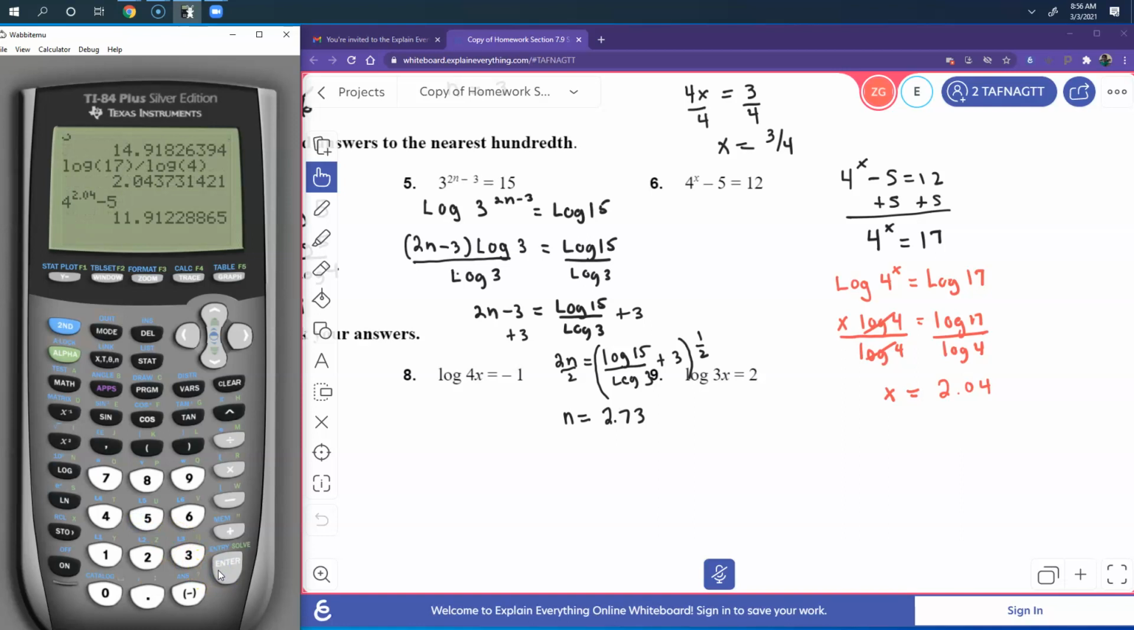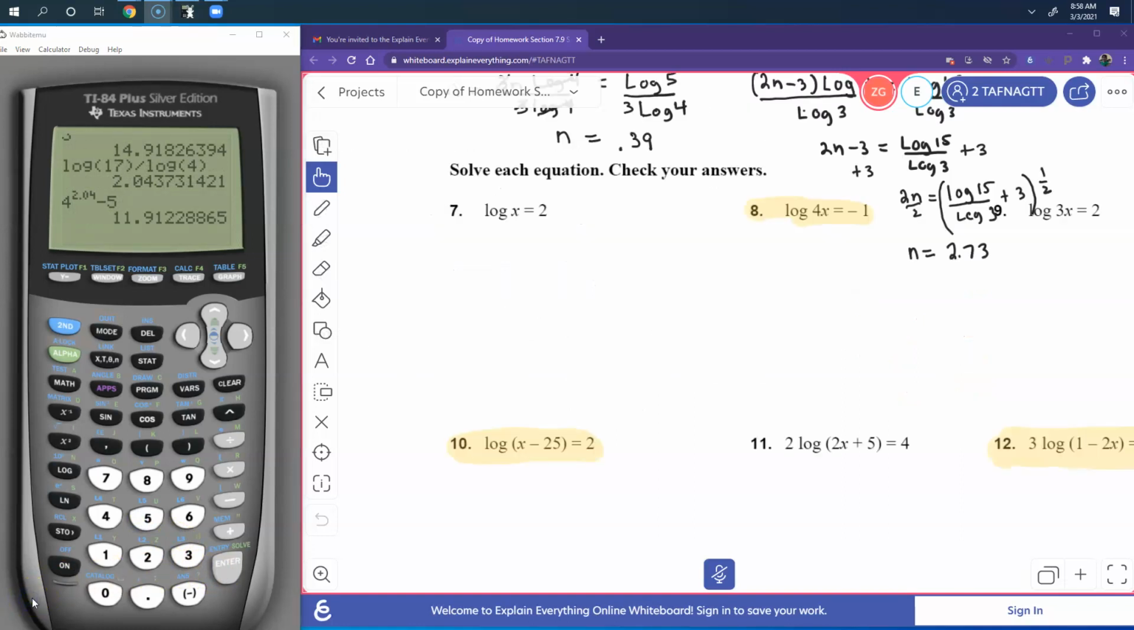11.9, you get close to it. So number 7, we're going to convert it to the inverse. This is base 10, so we have 10 raised to the second power is equal to x. So x is equal to 10 to the second power, which is 100. If you want to check, log of 100. By the way, that's base 10. Gives you 2. That's it.